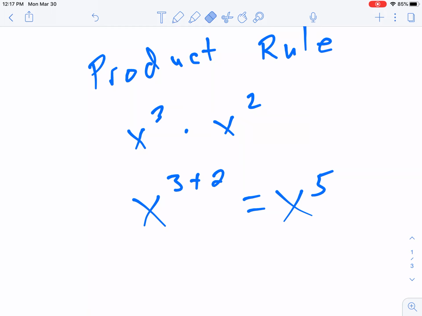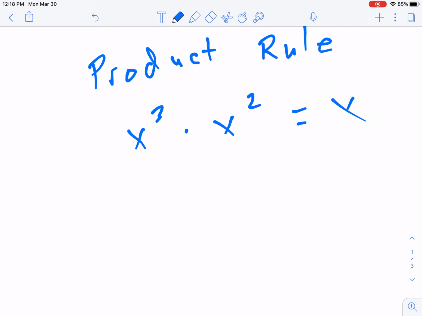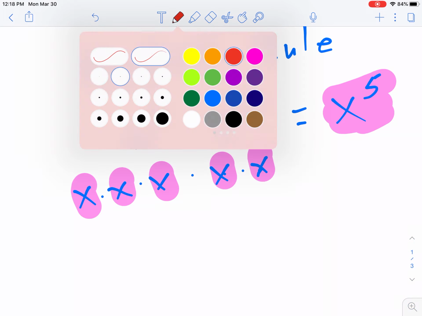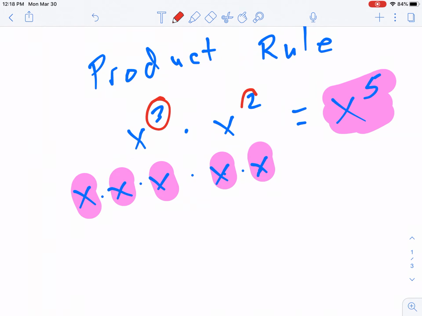The reason that works is, if we think about this pretty simply, x to the third means x times x times x. And then we multiply by x to the second, which is simply x times x. If you look, we've got 1, 2, 3, 4, 5, which is how we get x to the fifth. But the shortcut is to simply take these two exponents and add them together.